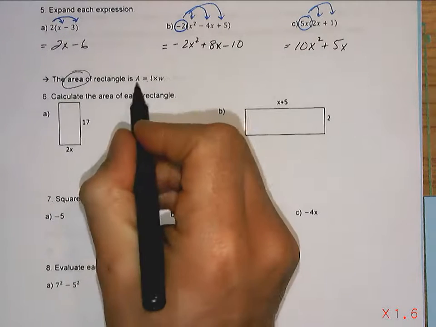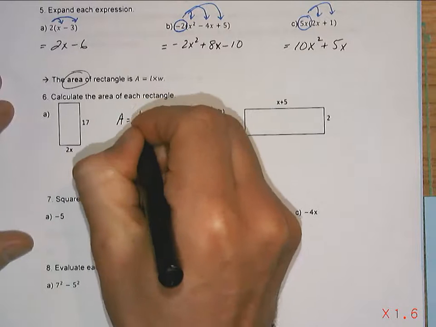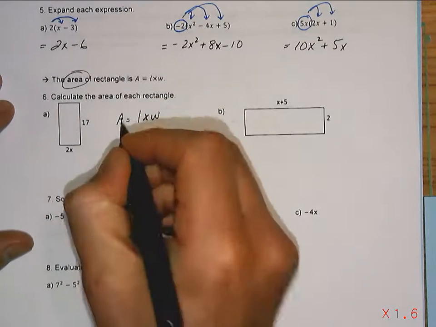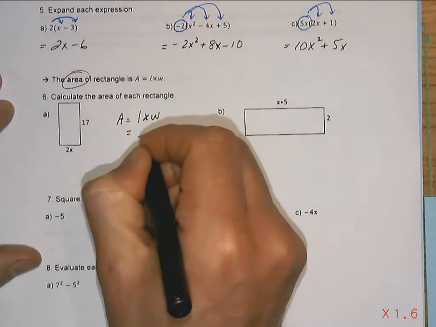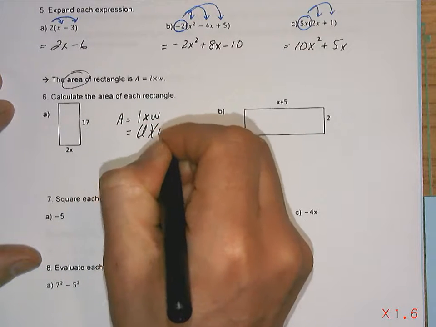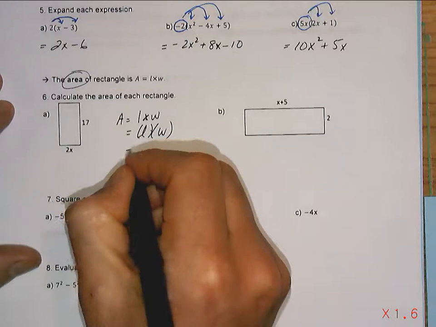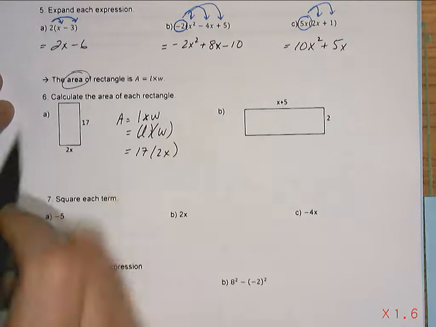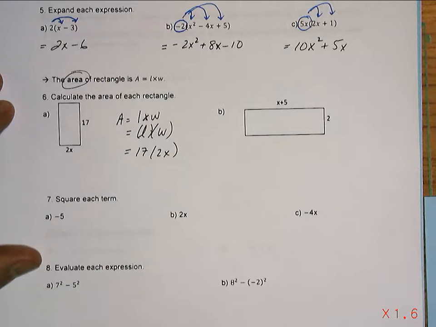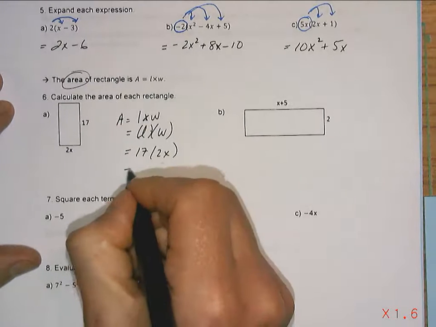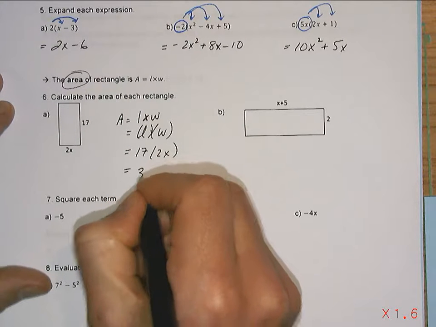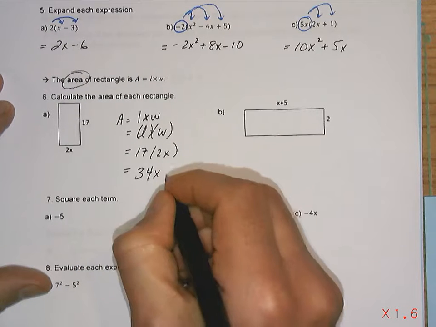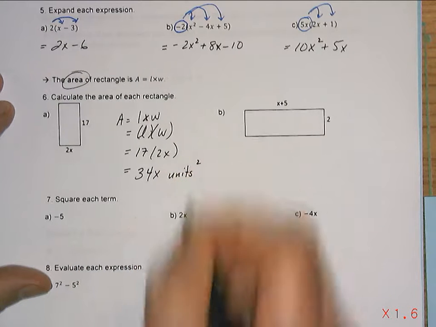So, area, length times width. That's a formula. You got to remember it. That's a times sign, that's not an x. So you're going to see me probably writing it more often like length times width with brackets. So the length is going to be 17, and my width is going to be 2x. It says calculate the area of each rectangle. Well, I can't really calculate it. That's the formula. I can have a simplified expression for it. 17 times 2 is 34x, and it will be units squared because it's area.